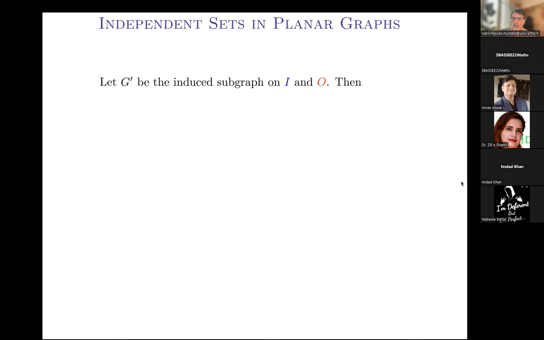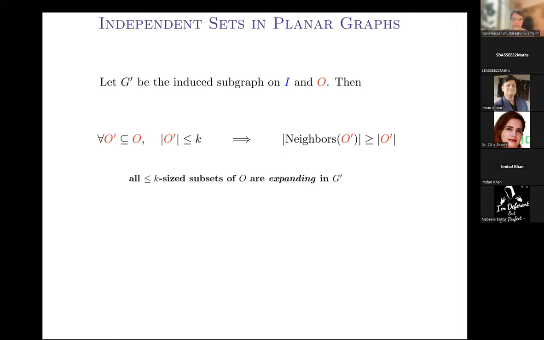Okay, so this is expansion. Here's the property. When I stop, I have a solution I, and there's an optimal solution O, then this must be true. Typically in the literature, you call this expansion. So all subsets of size at most k are expanding in G prime, meaning that when you look at their neighbors, the neighbors are larger in size, or at least that much. What this section has shown is that if you do local search and you cannot improve anymore, you get a property on the graph between your current solution and the optimal solution, and the property is exactly this: the optimal solution is expanding in the graph G prime.